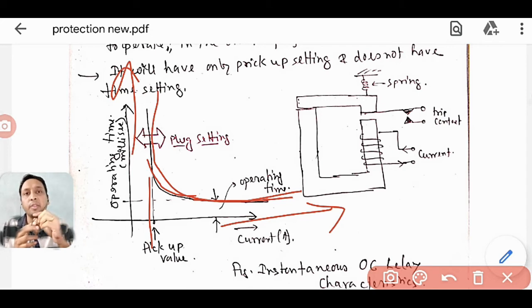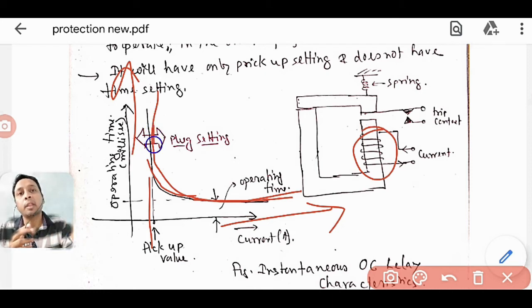because that time is fixed. Initially it will take some time. That's why it shows the inverse characteristic. As you increase the current, your magnetic strength increases, so it will come faster. But once you reach some value, that magnetic strength remains fixed. If the magnetic force goes beyond this much, it will be more than my spring constant, so it will pull it. So after that, it becomes constant.